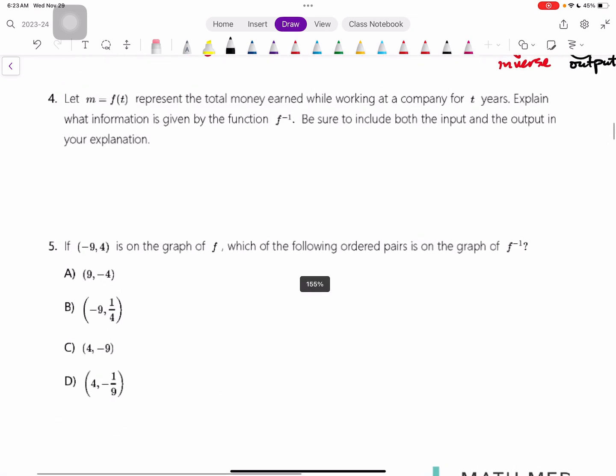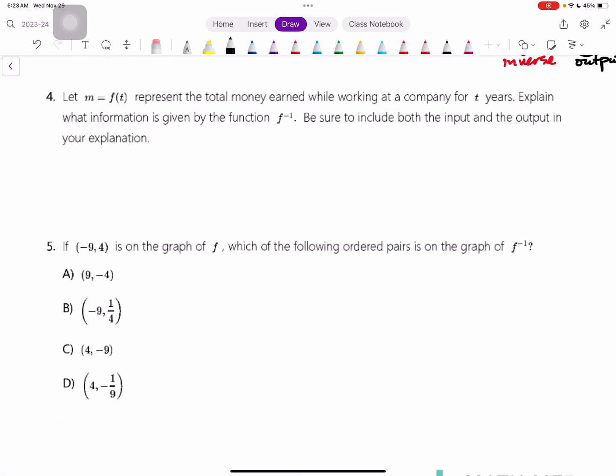Okay, number 4. Let m equals f of t represent the total money earned. So there's a money function for t years, where t is the number of years. M equals f of t represents money earned, in dollars. Explain what information is given to you by the function f inverse. Be sure to include input and output for your explanation.